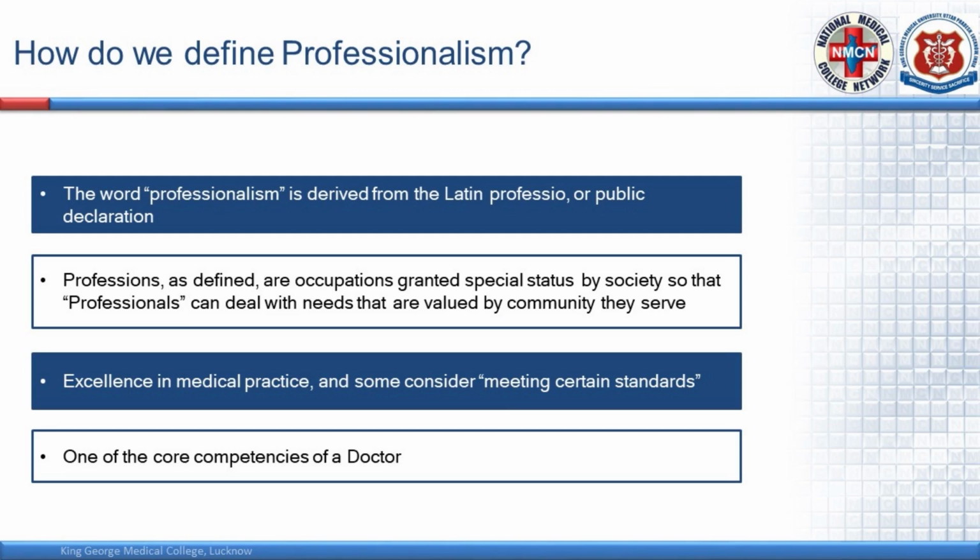The word professionalism is derived from the Latin professio, or public declaration. Professions, as defined, are occupations granted special status by society so that professionals can deal with needs that are valued by the community they serve. Some people consider it to be excellence in medical practice. Otherwise, some people consider it as certain basic standards. And this is one of the core competencies, a must-to-know competency.